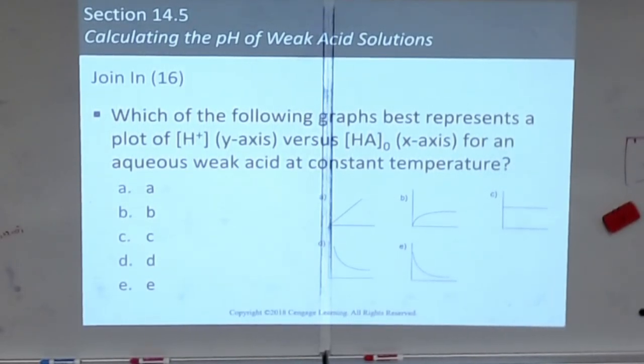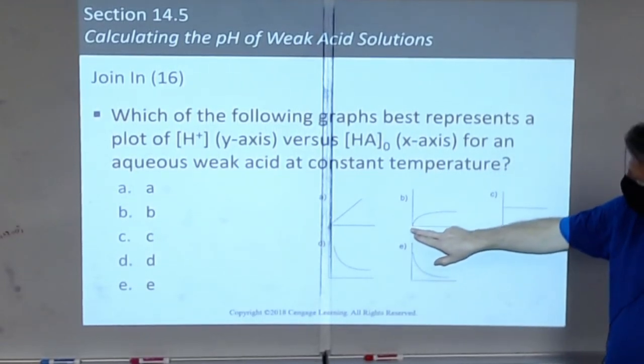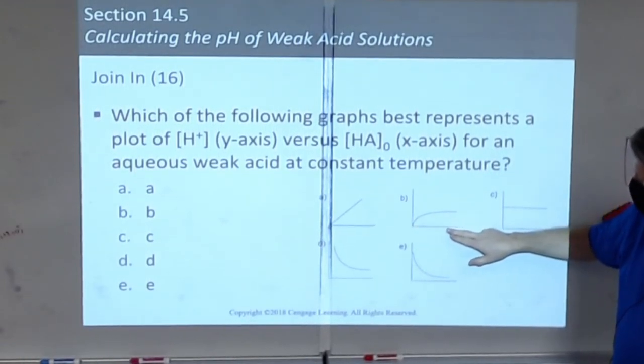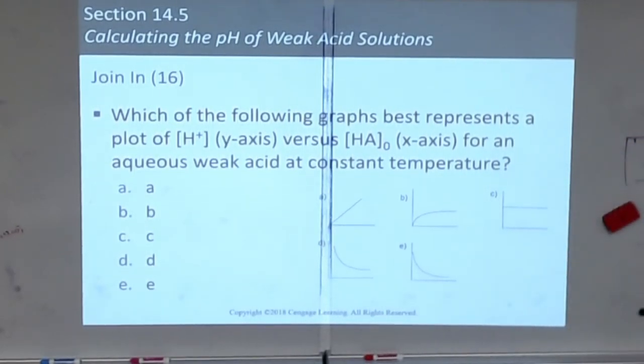Explain your logic. Well, because for a weak acid, most of it is going to be the HA, and as you get more of that, you're going to have less of the hydrogen ions. There's not going to be much of an increase there because for the weak acid, most of it's the HA. Bingo. Because weak acids don't dissociate as much. So that's why that's the little curve there.